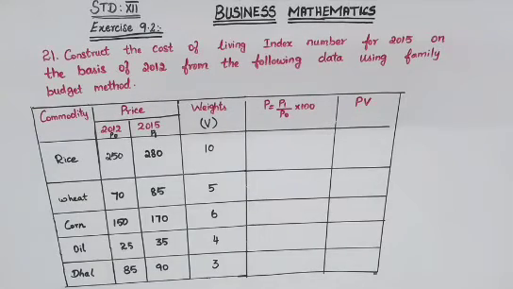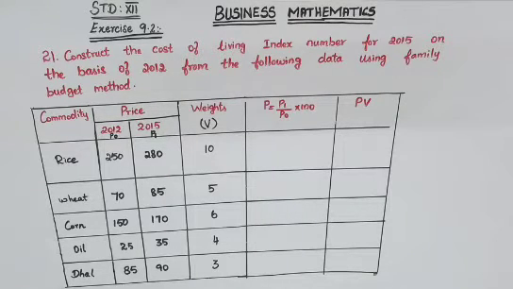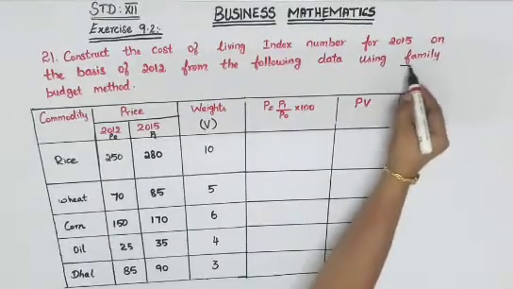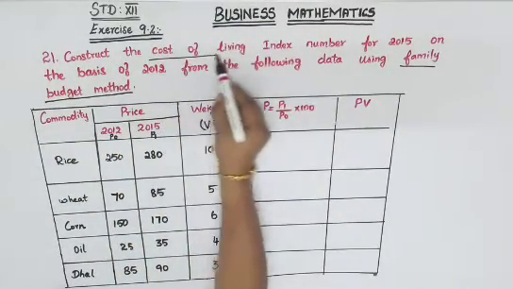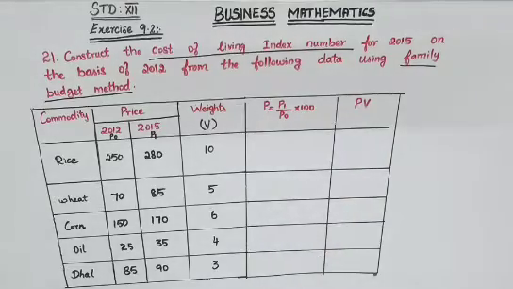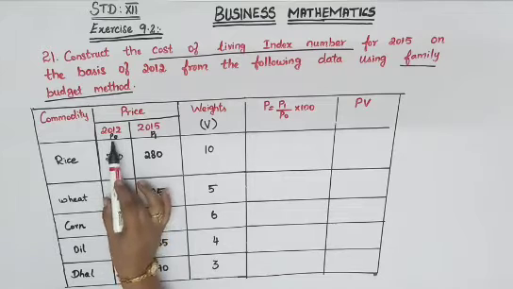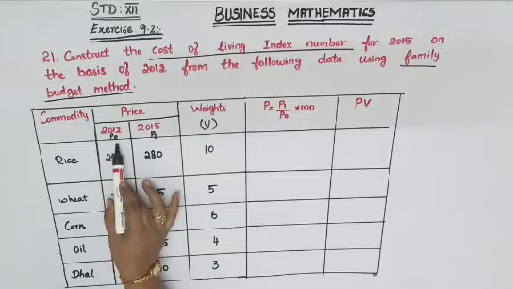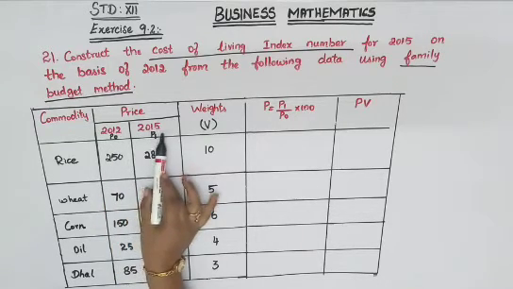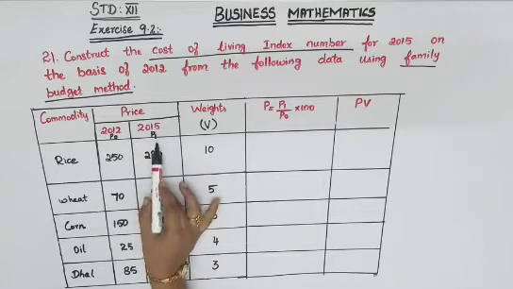21st question. Construct the cost of living index number for 2015 on the basis of 2012 from the following data using the family budget method. So this method is called the family budget method, and you have to find the cost of living index. The question will be given like this: commodity, base year and current year. Your base year is 2012, so I wrote it here as P0, and your current year is 2015, so P1.